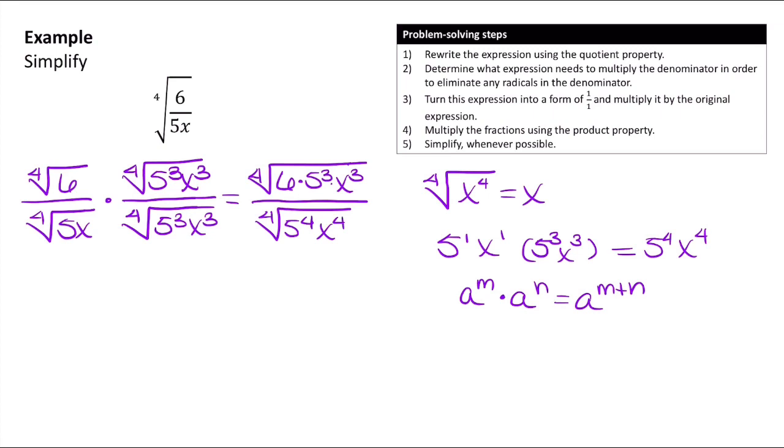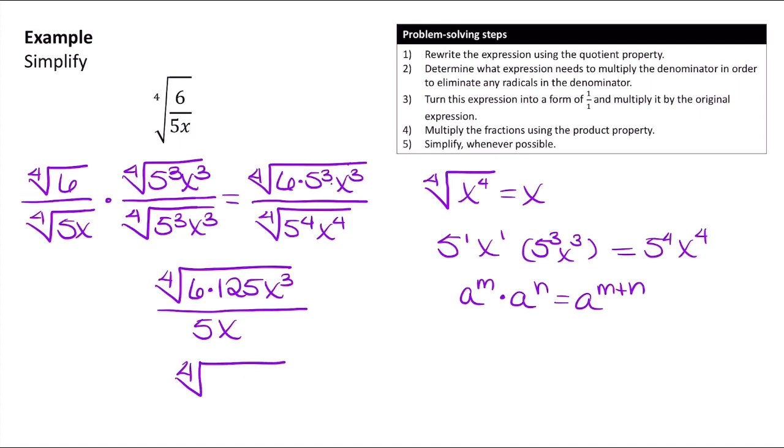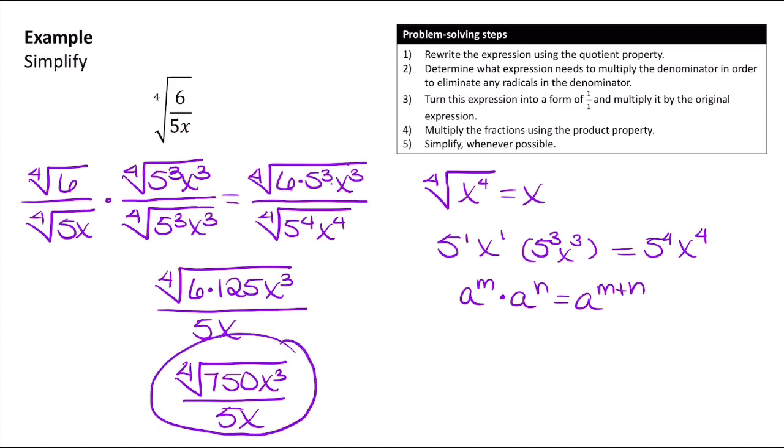Okay, so now I'm just going to make this look a little bit better because we have 6 times 5 cubed, and obviously I don't want to leave it like that in my problem. So that 5 cubed, remember, is 125. So I have 6 times 125x cubed. And that's over, well, in the denominator, these fourth powers are going to get canceled out with that fourth root. So I just have 5x. So now let's just combine those two coefficients in the numerator. So it looks a little bit neater. So I have the fourth root of 750x cubed over 5x. And that is the fully simplified form of this expression.